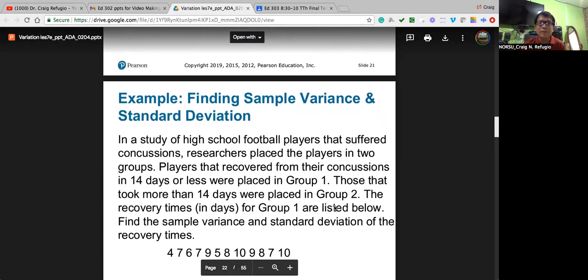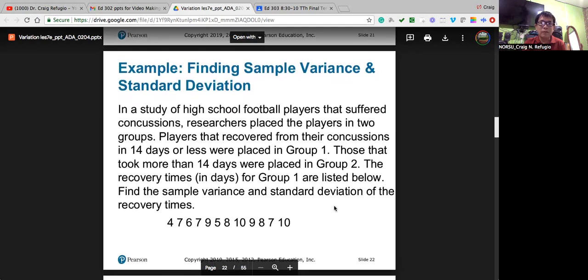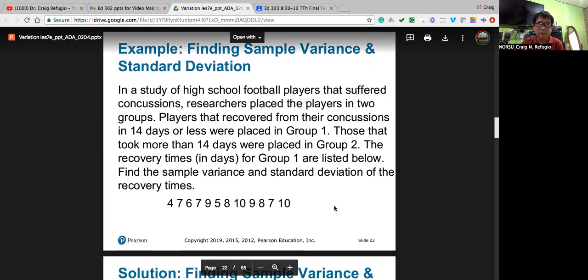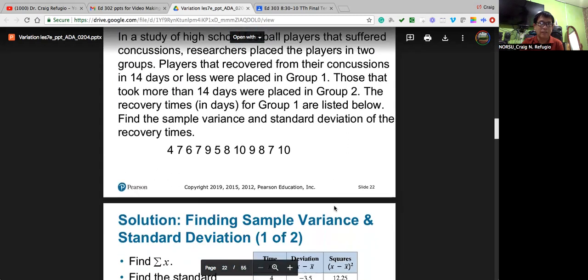In a study of high school football players that suffered concussions, researchers placed the players in two groups. Players that recovered from their concussions in 14 days or less were placed in group 1. Those that took more than 14 days were placed in group 2. The recovery times in days for group 1 are listed below. Find the sample variance and standard deviation of the recovery times: 4, 7, 6, 7, 9, 5, 8, 10, 9, 8, 7, 10.